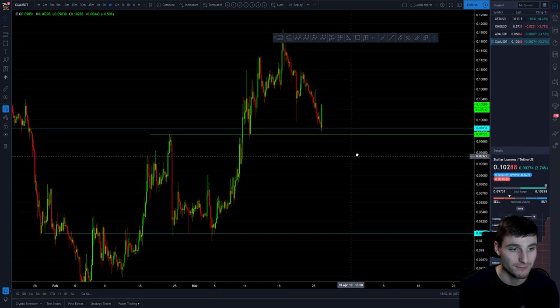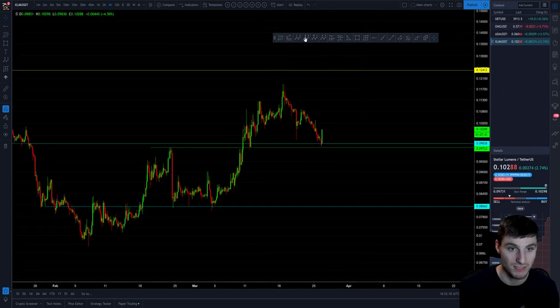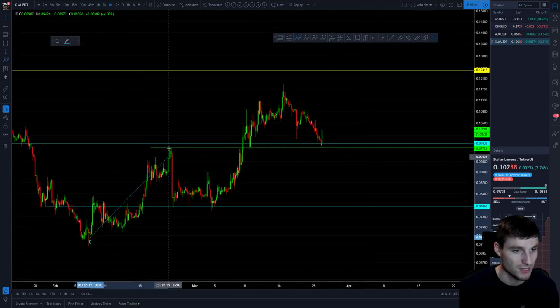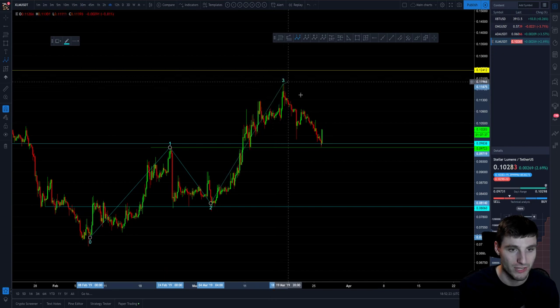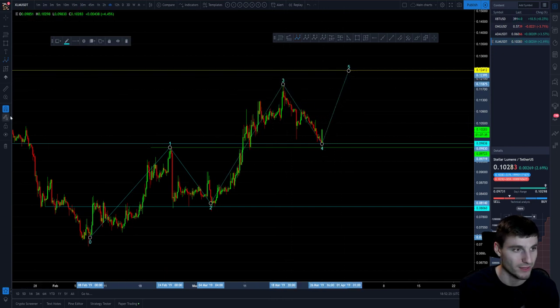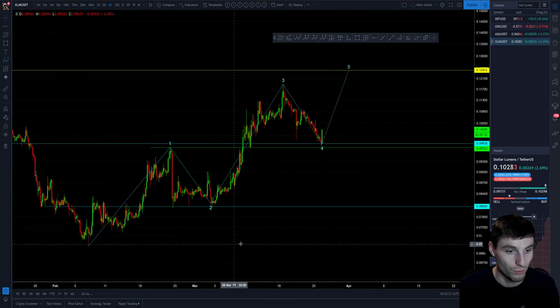So what you're seeing here, let me just label this for you, because this needs to be labeled so you understand. So like a 1, 2, 3, 4, and then coming up for a fifth. And I'm sorry, that magnet tool is annoying.